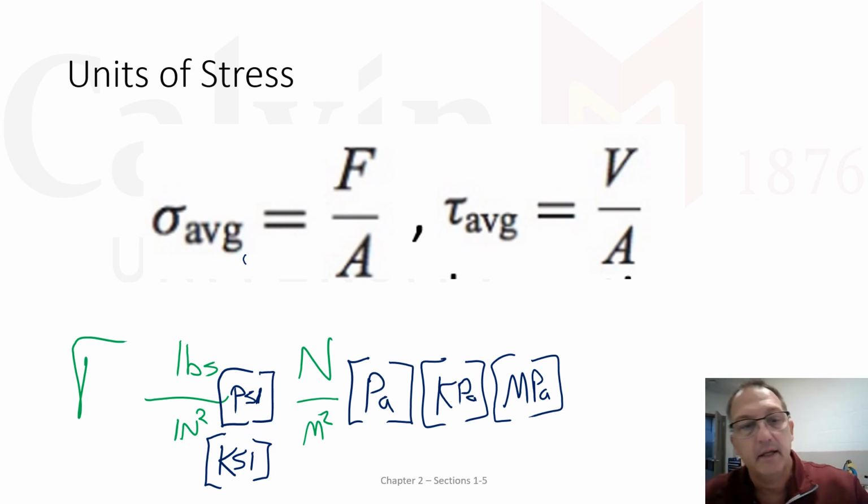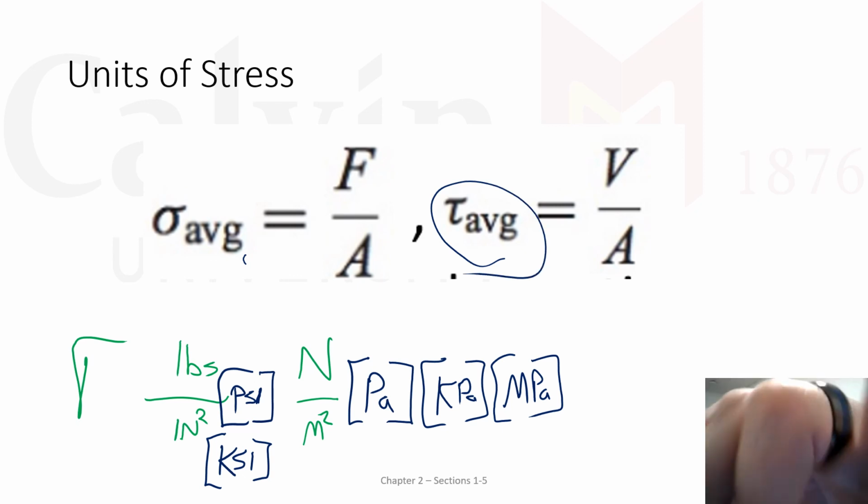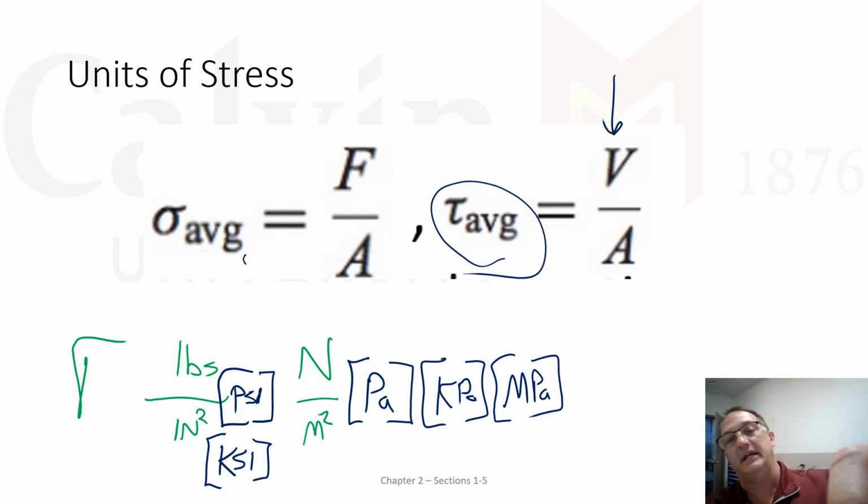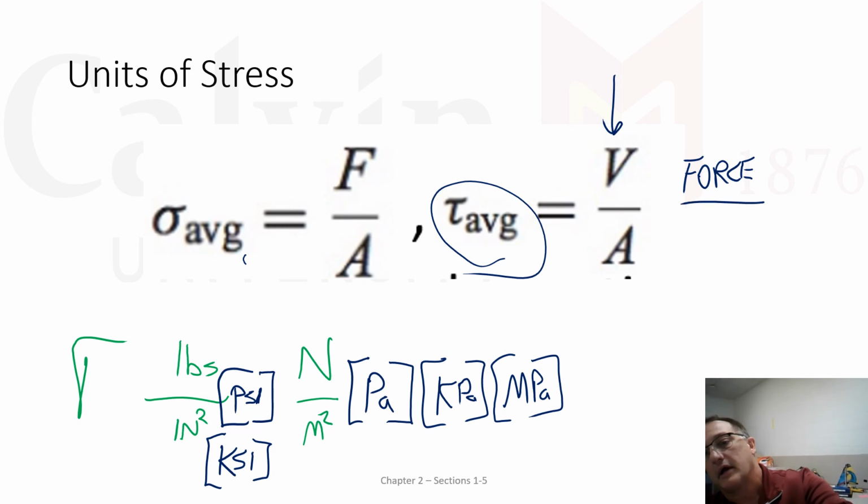Now, that's for normal stress. What about for shear stress? Well, if you recall, this force V is the force in shearing, not our normal force. It's a force in shear, but this is still a force over an area. So our units are the same. They're either going to be in PSI or KSI or pascals, kilopascals, megapascals. All right? There you go.